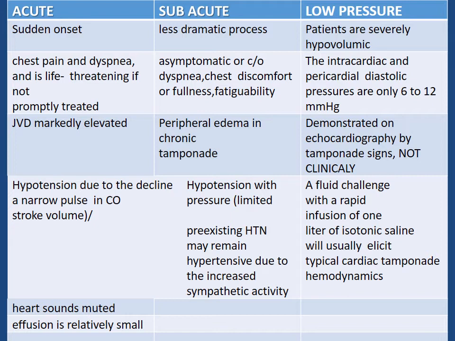If the effusion develops over a prolonged time period, as in subacute onset, then it will be a less traumatic process. The patient may be asymptomatic or may have fewer signs and symptoms like dyspnea, chest discomfort and fullness. Peripheral edema will be more evident in chronic tamponade, and hypertension may or may not be present, and pre-existing hypertension may remain due to increased sympathetic activity.